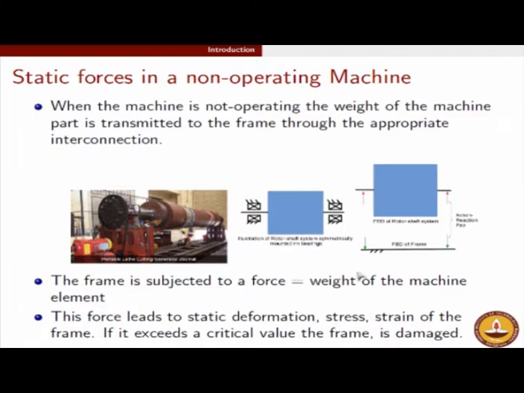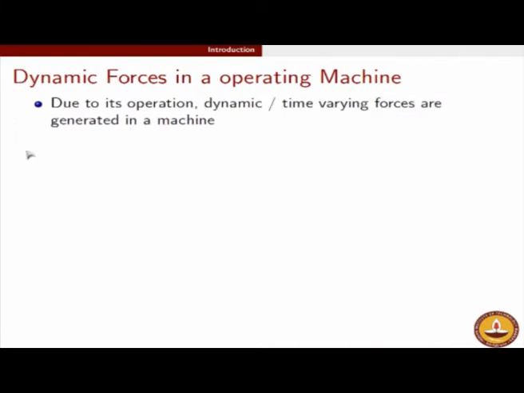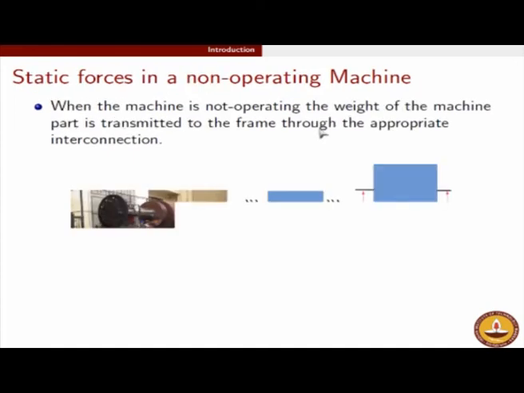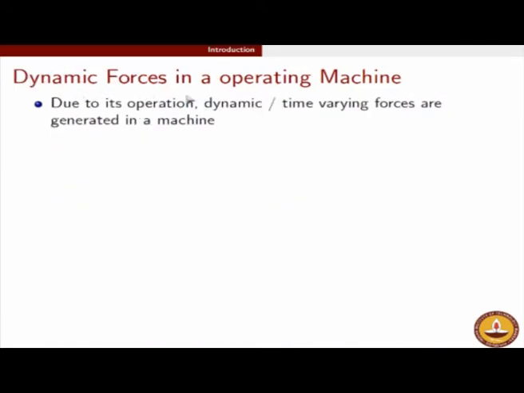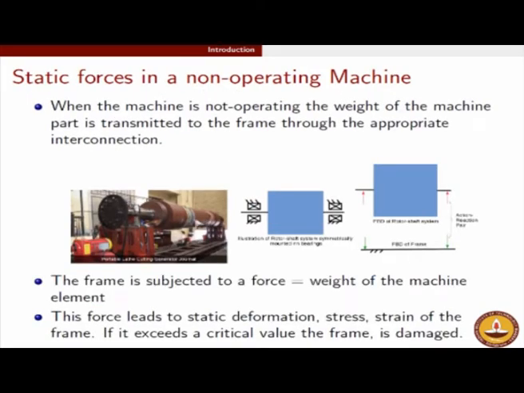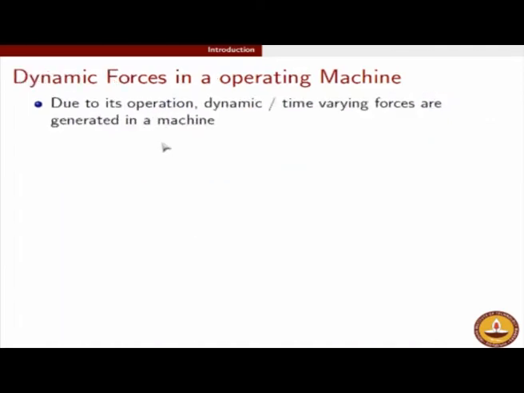But as I said, things will be much more severe once the machine starts operating. Let us see how. So now we will come to dynamic forces in operating machines. The previous case was that of a non-operating machine. It has not even started, so it only has its weight, nothing else. Now let us say the machine has started, it is operating, and therefore it has started rotating. This has only a rotating member, nothing else. So there is this shaft which has started rotating.